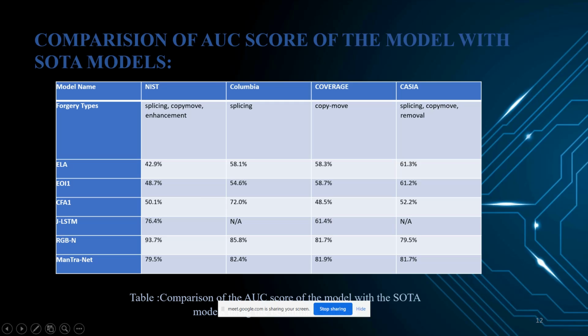For evaluation purposes, the original ManTra-Net model was tested against the classical unsupervised models like ELA, NOI1, and CFA, and DNN solutions like MFCN and J-LSTM with standard benchmark datasets like NIST, Casia, Coverage, and Columbia, and the comparison is tabulated in the below table.